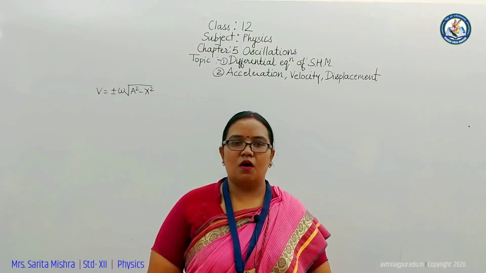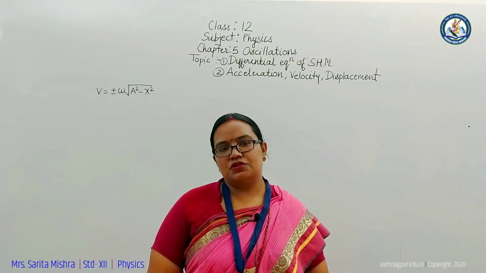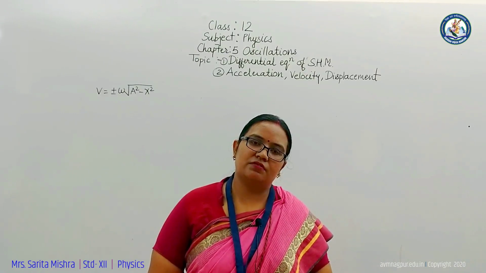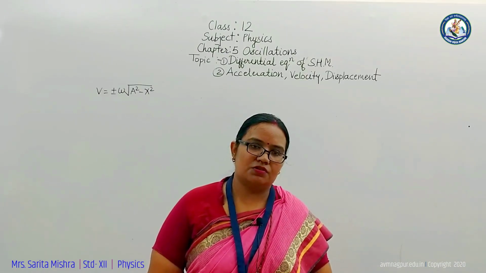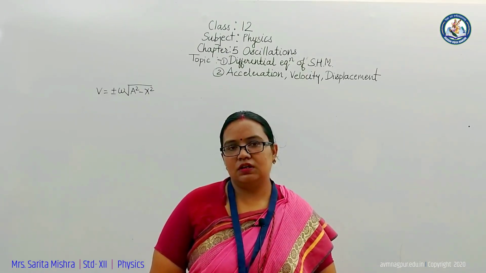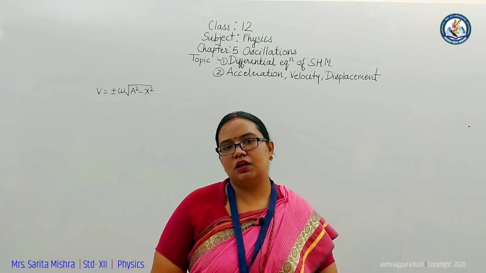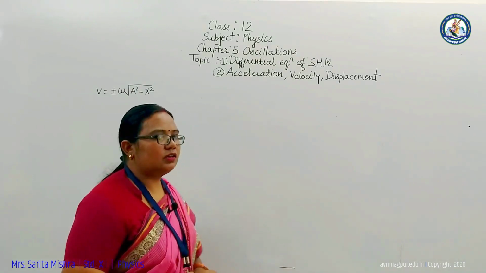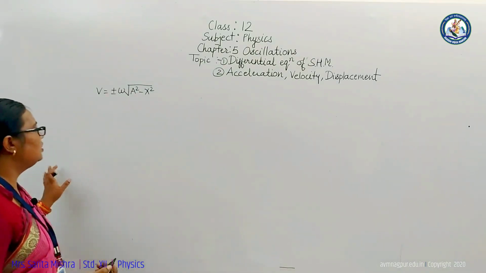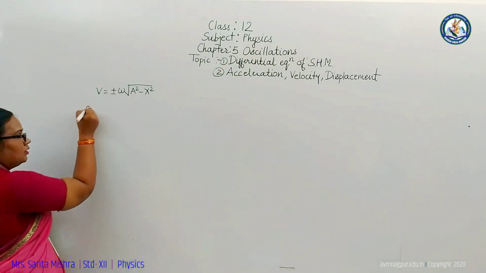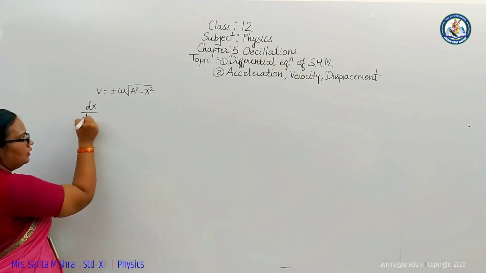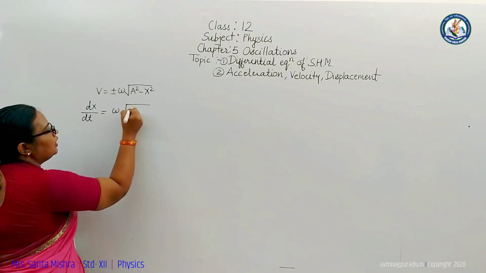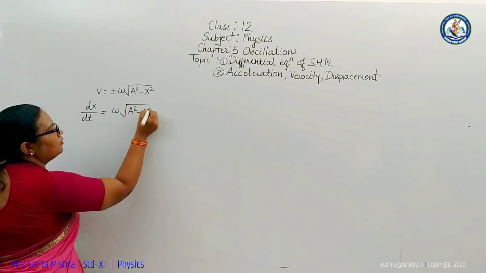Now let's start: how can we derive the expression for the displacement of simple harmonic motion using the differential equation of simple harmonic motion? As we know, velocity equals plus minus omega under root a square minus x square. So using this we can find the expression for the displacement of simple harmonic motion. Yes, v is what? dx by dt equals what?